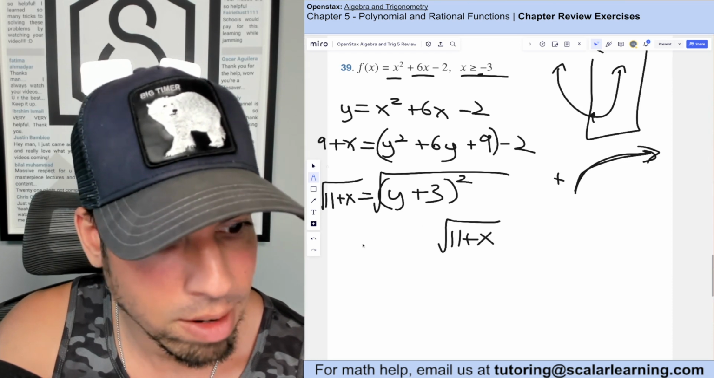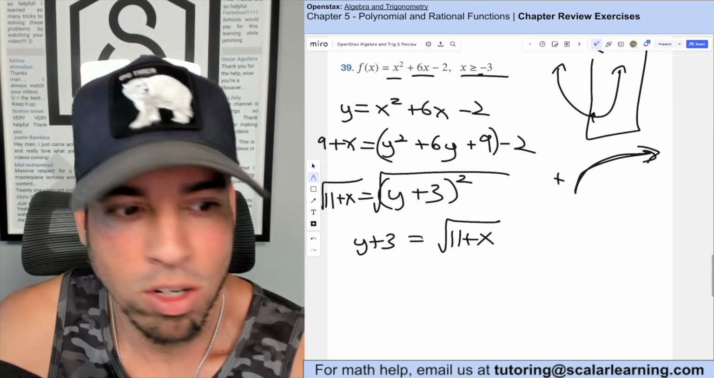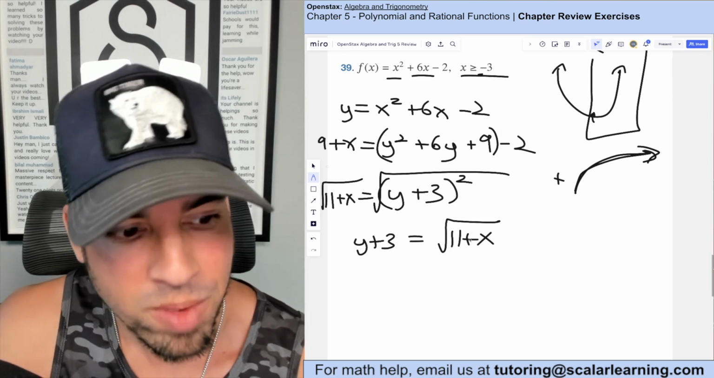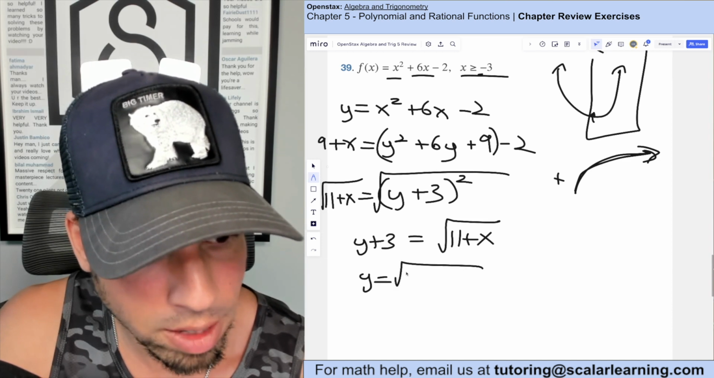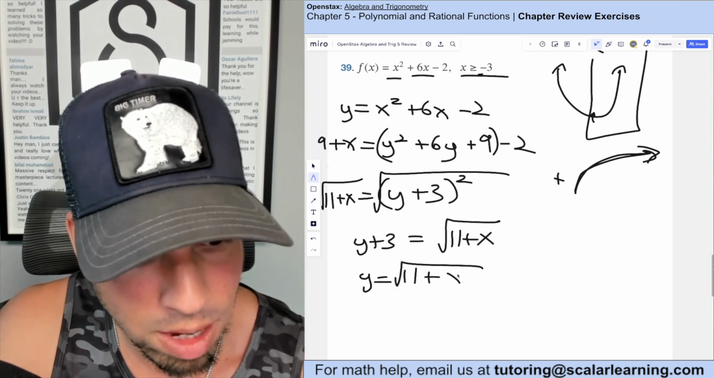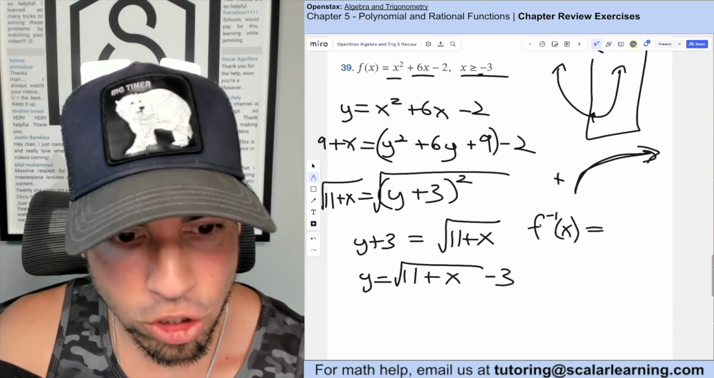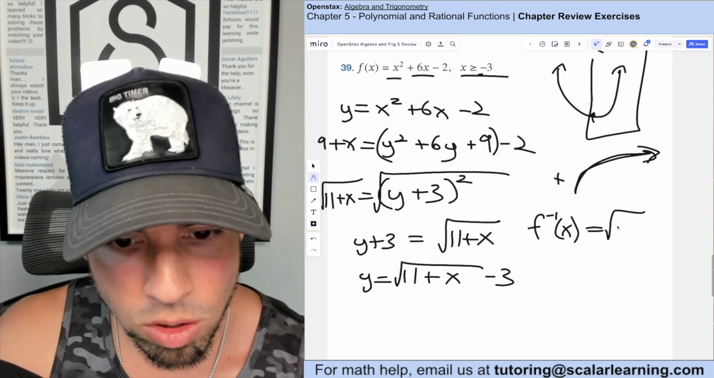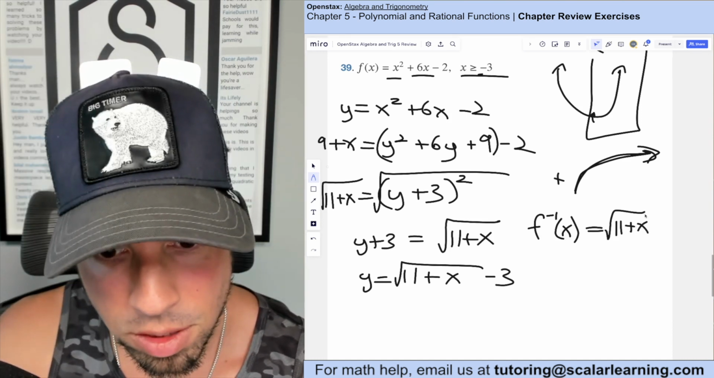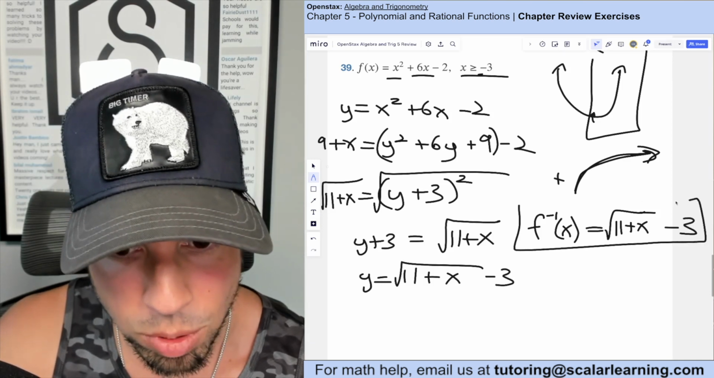And then we also have the y plus 3 on the other side. I just switched the sides. It doesn't matter. You can put the y plus 3 on the right side as well, but I like it better like this. Last but not least, we're going to subtract 3, so square root of 11 plus x minus 3. And now for the final, we give it in this nice function notation. So f inverse of x is radical 11 plus x, and then outside of the radical is that minus 3. There's your answer. Boom, done.